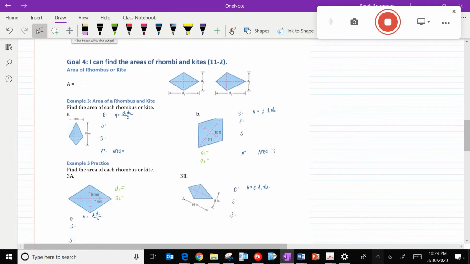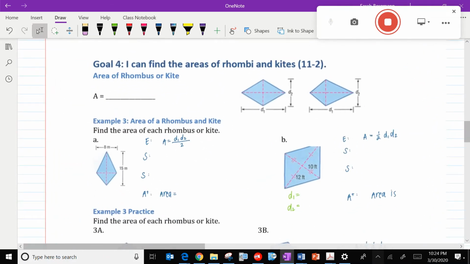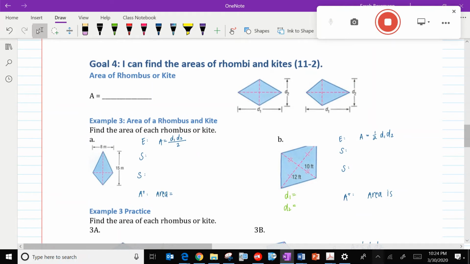We're going to talk about rhombi and kites. So remember, these were some of the quadrilaterals that we talked about. Rhombi are parallelograms. Kites are not parallelograms. All right, but either way, it doesn't matter. They have the same formula. It's 1/2 diagonal 1 times diagonal 2. You can also write this as diagonal 1 times diagonal 2 divided by 2.